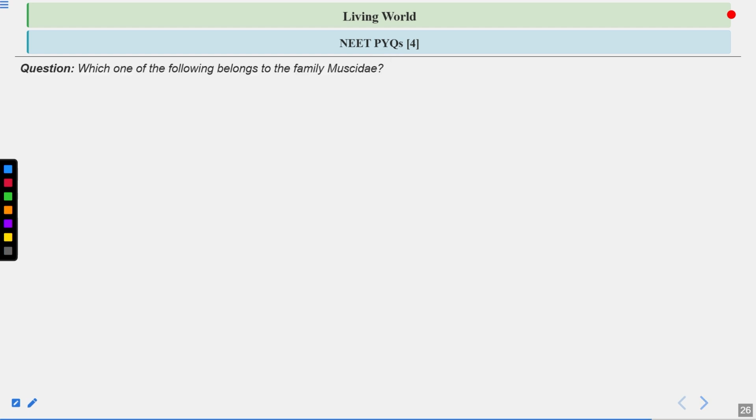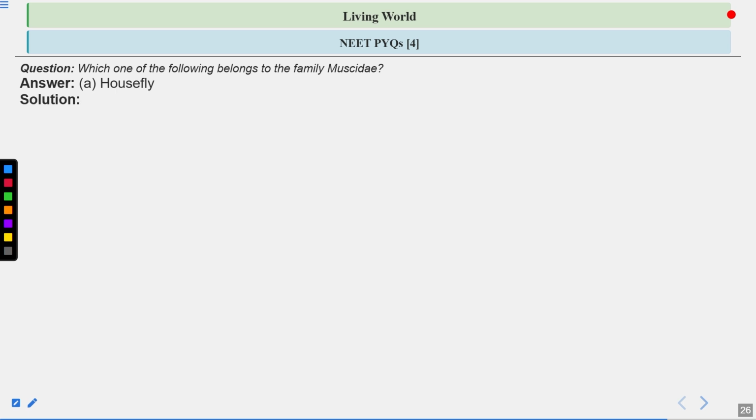So here, what will be the correct answer? Let's have a look at the correct answer. The correct answer here is option number A, housefly. Clear? You can see this is a very straightforward question. Now let's have a look at the explanation.